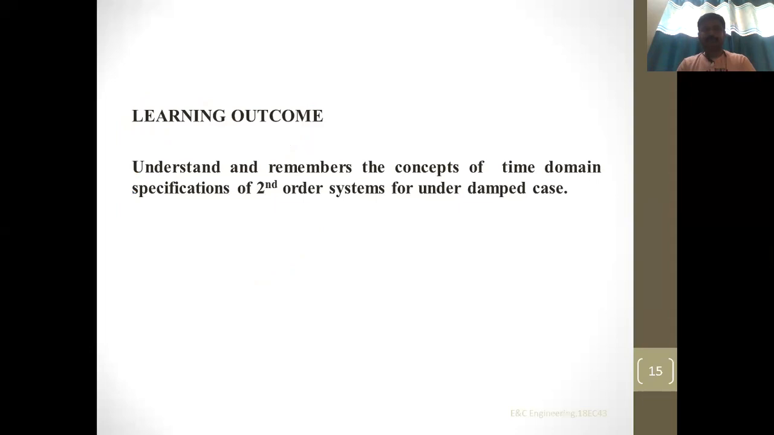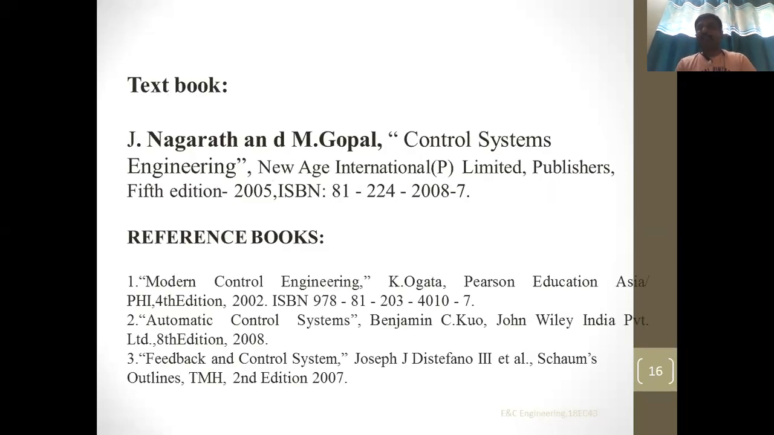Is it okay? Now, how about the learning outcome? The learning outcome is that we understand and remember the concepts of time domain specifications of second order system for the underdamped case. What we are learning is for the underdamped case. Why? Because xi is less than 1. Is it okay? That is delay time, rise time, peak time, settling time, and maximum overshoot. And these are the reference textbooks. Is it okay? Hardly 1 minute is left.